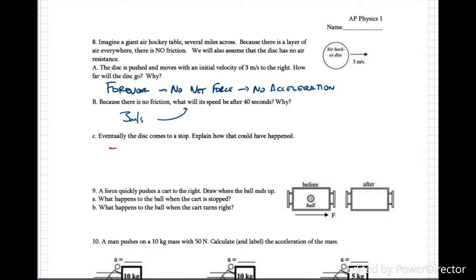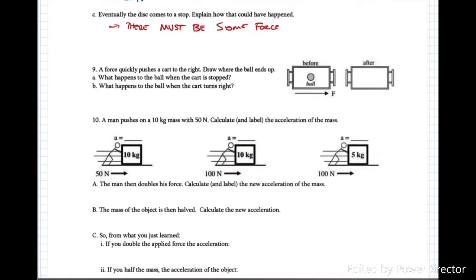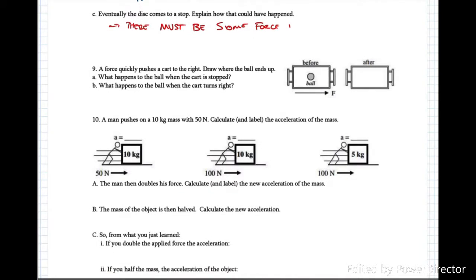If the disk comes to a stop, some force had to act on it. Must be either some friction that we didn't know about or somebody stepped on it. Some force had to act on it. For it to stop, there has to be a net force. There has to be some force.